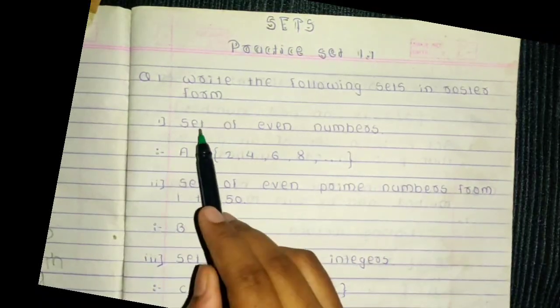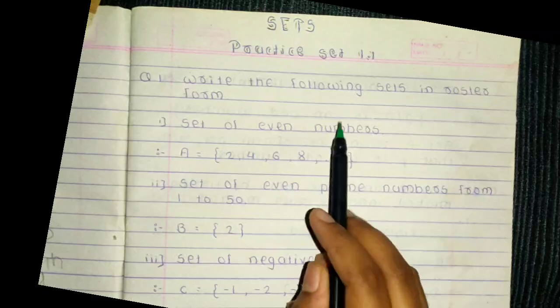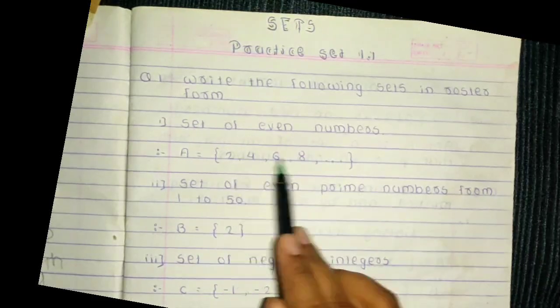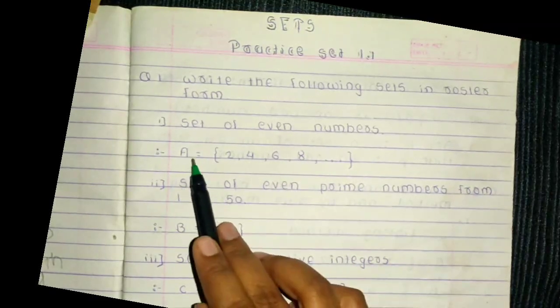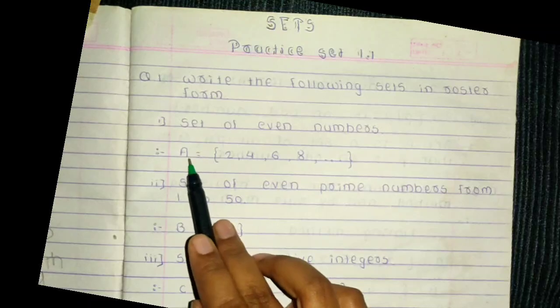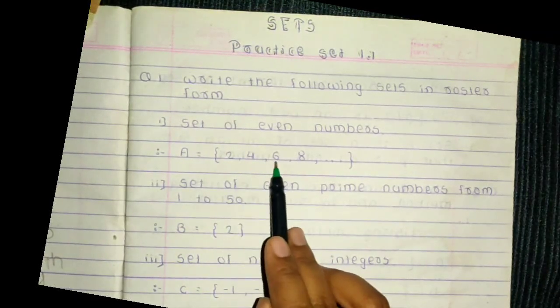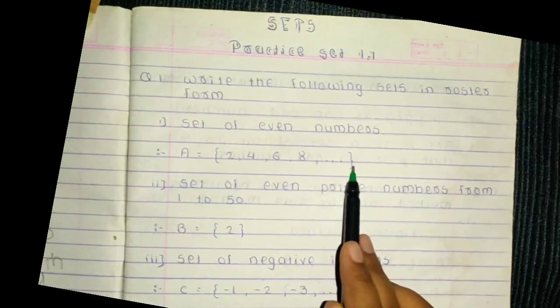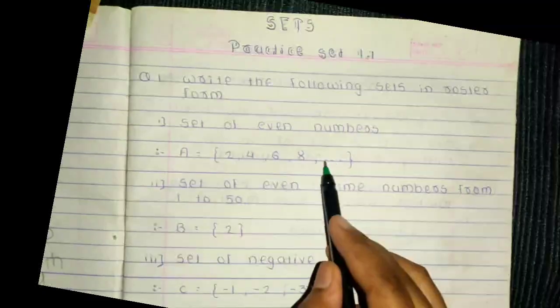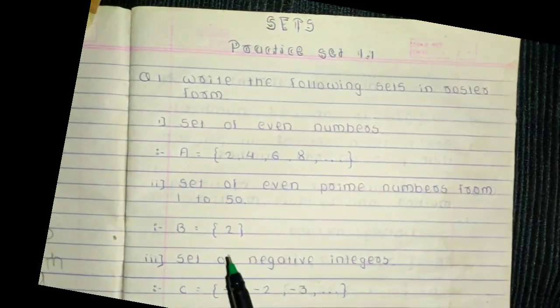So question number 1, set of even numbers. We have to mention the set of even numbers in roster form, meaning in the form of numbers. That's why we have written A equals to the set of even numbers: 2, 4, 6, 8, dot dot dot. It will be an infinite set, so dot dot dot is important here.